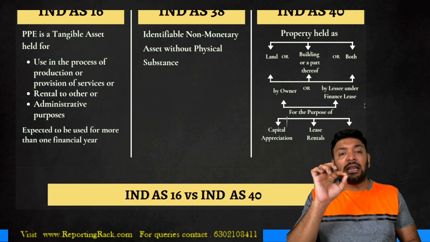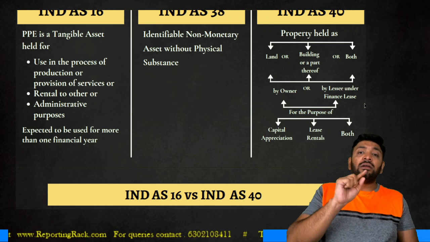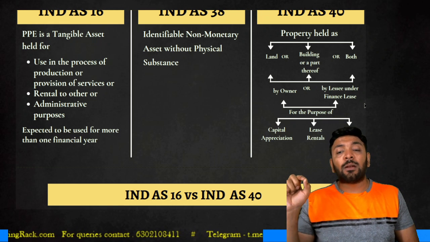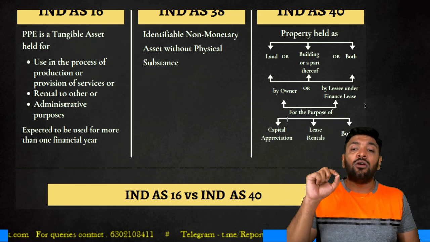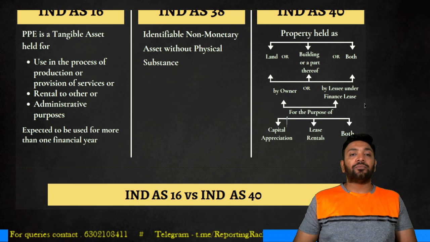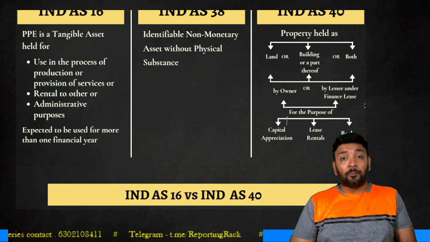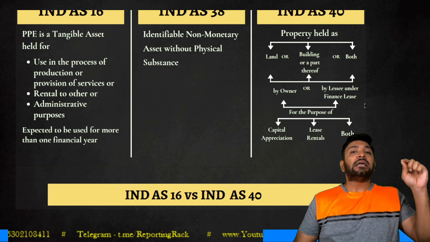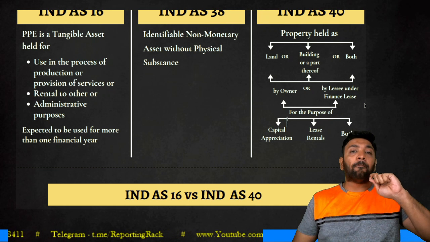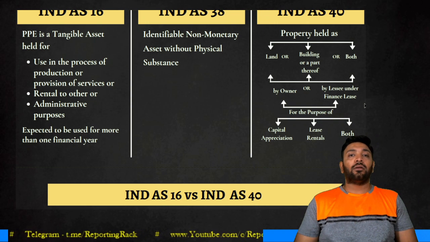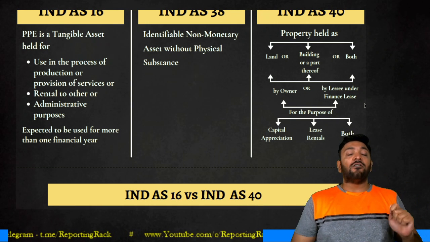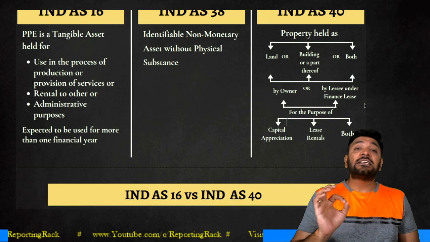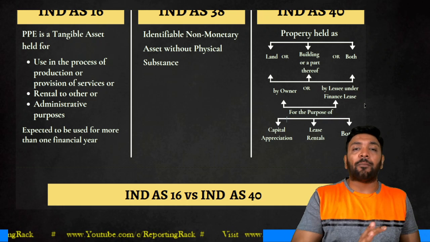If a property, plant and equipment is available for rental to others, the same concept of IND AS 40 is also getting triggered, because IND AS 40 investment property is also held for capital appreciation or to derive lease rental and operating lease. There is a conflict. If I have a building, then where should I classify it? I'll tell you. A building, if it is occupied by the enterprise themselves, I've occupied it myself for the purpose of, let's say, my office premises, it shall be classified as IND AS 16 property, plant and equipment.